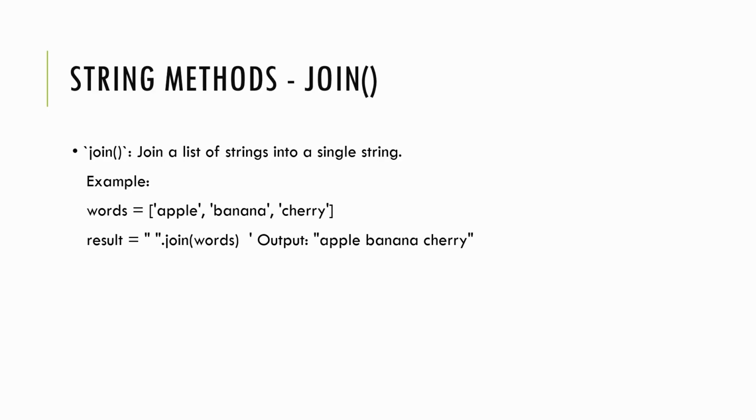Let's now look at the join method. This method is used to join a list of strings into a single string. Suppose you have a list like apple, banana, cherry. Using join with a space separator, " ".join(words) would return "apple banana cherry". It's a useful method for combining multiple strings into one.